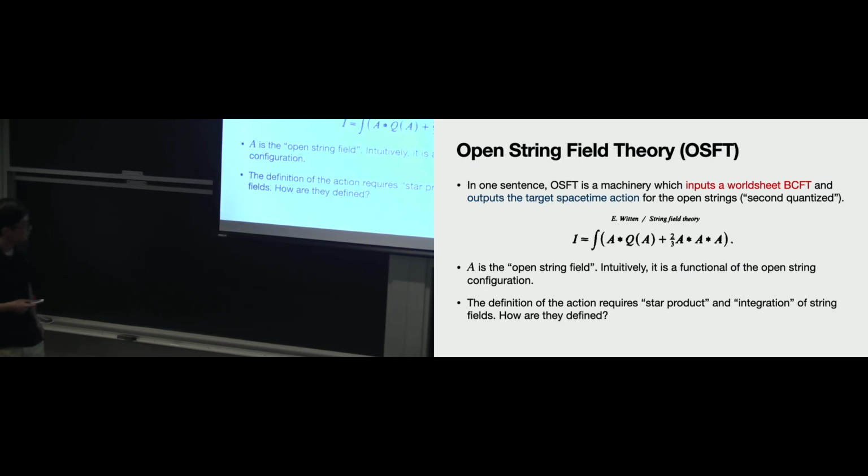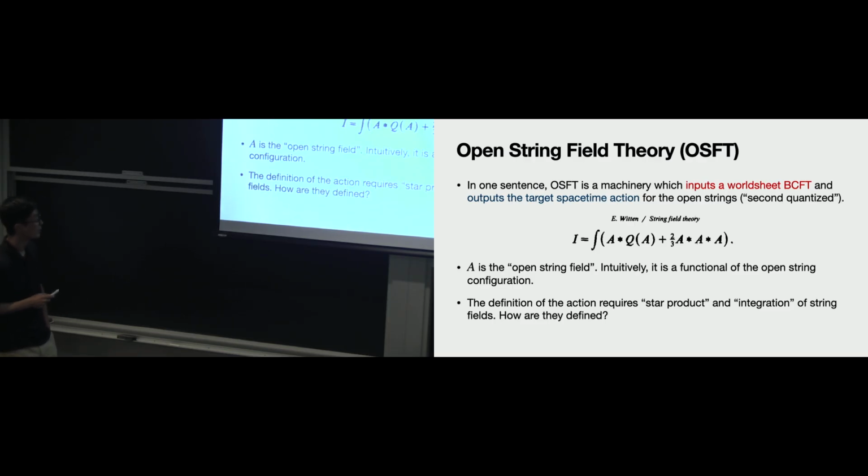So what is open string field theory? Of course we are not going to use all the detailed machinery of open string field theory, but we are just going to use it to get some intuition or inspiration. But just to let you know, in one sentence, open string field theory is basically a machinery which takes as an input a worldsheet boundary conformal field theory and outputs some target space-time action which describes the fluctuations of open string degrees of freedom in a given closed string background.